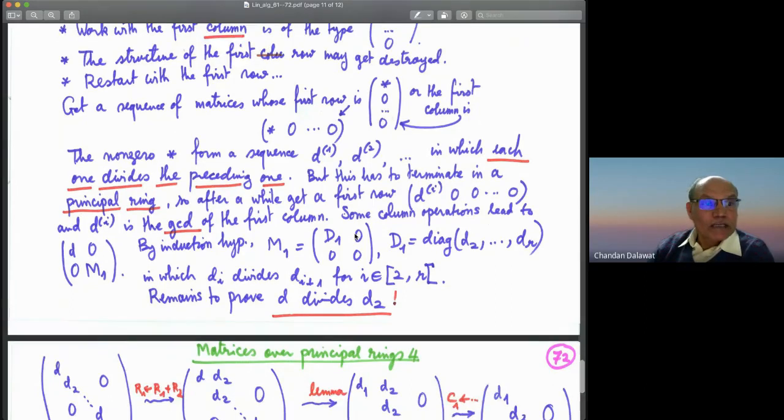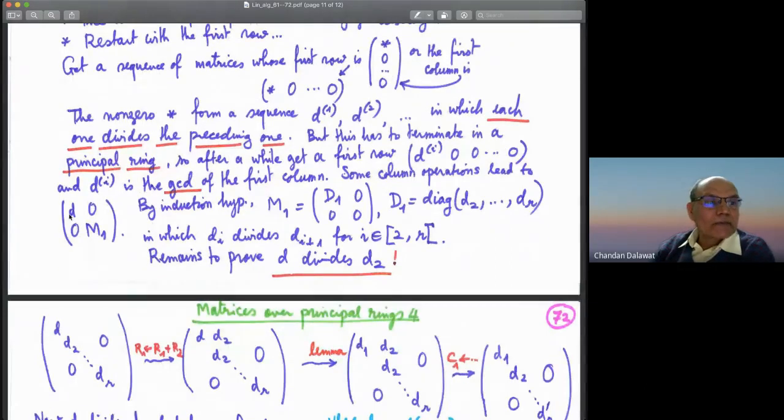So at this point, what do we get? We get a matrix where you have some element D in the top left-hand corner, zeros in the rest of the first row, zeros in the rest of the first column, and a matrix M1 in the rest of the place.